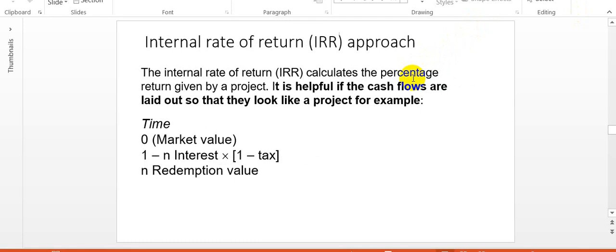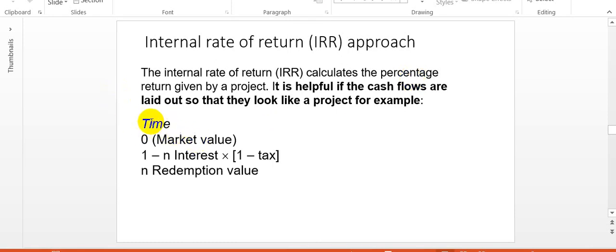To compute the cost of redeemable debt, we use the internal rate of return approach. You will also meet the internal rate of return in investment appraisal. So the internal rate of return calculates the percentage return given by a project. It is helpful if the cash flows are laid out so that they look like a project, as given in the example below.